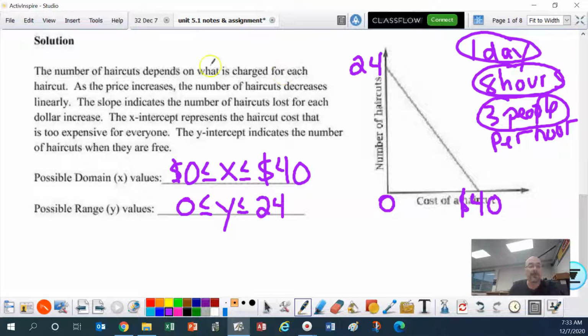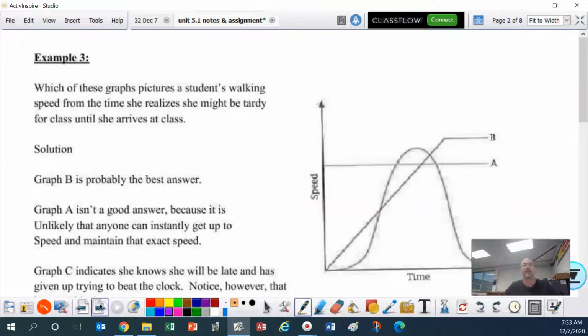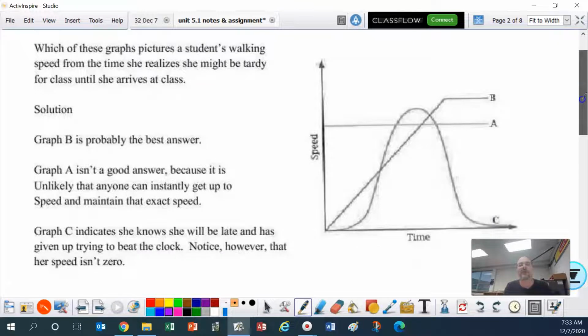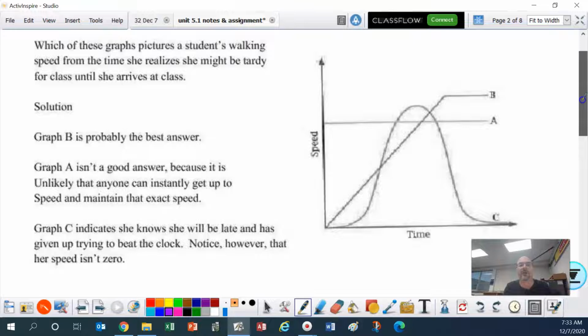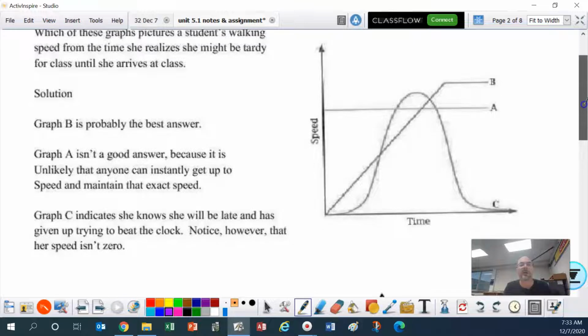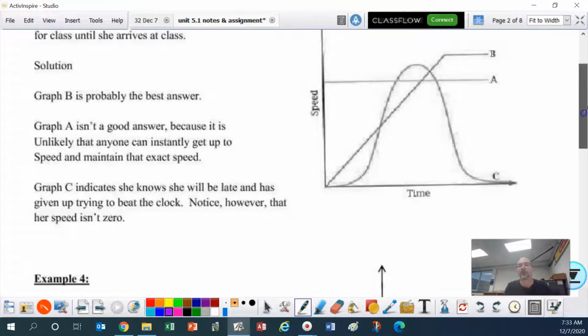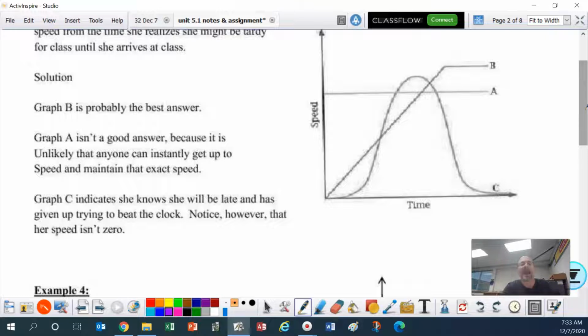All right, let's keep rolling, ladies and gentlemen. Let's look at the next one. This one is just a little story that's already done for you. Which of these graphs pictures a student's walking speed from the time she realizes she might be tardy for class until she arrives at class? Well, the solution's already given to you here. So graph B is probably the best answer.